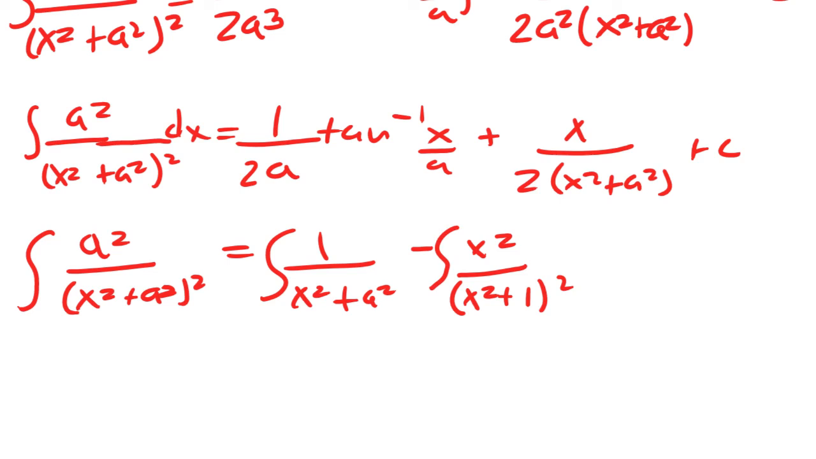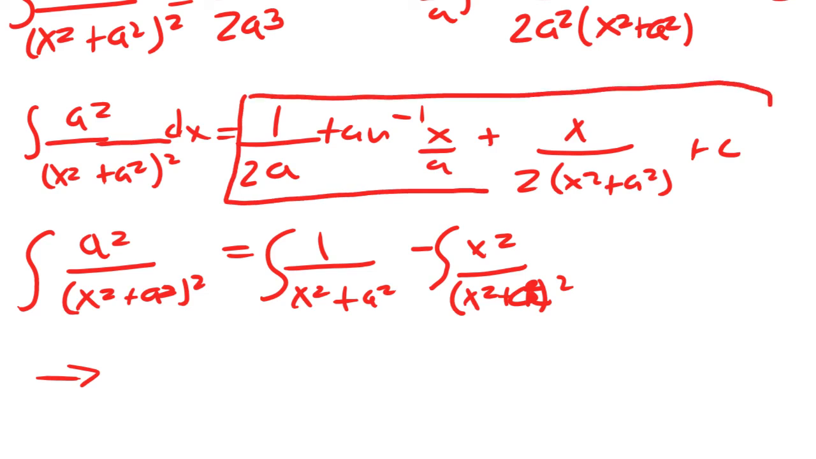We already know the answer for this one right here. So in either case, if you want to come up with a general formula for x squared over x squared plus a squared, squared, then really you just need to use the exact same formula that you just found in either case. Like, you found this one.